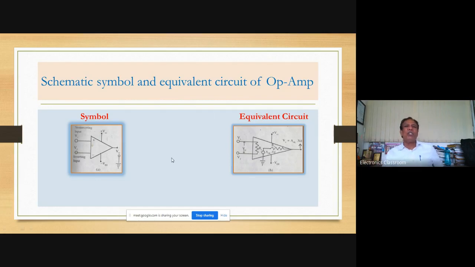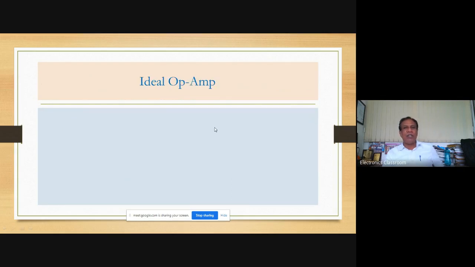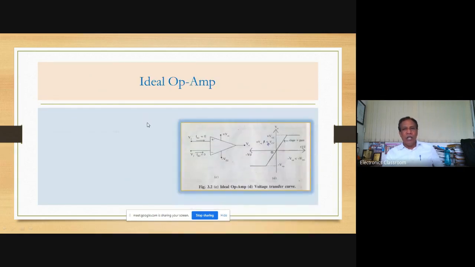This is the symbol for the operational amplifier, and the equivalent circuit for the operational amplifier. So these are the characteristics of the ideal operational amplifier. This ideal operational amplifier can be operated in two modes: open loop gain and closed loop gain.